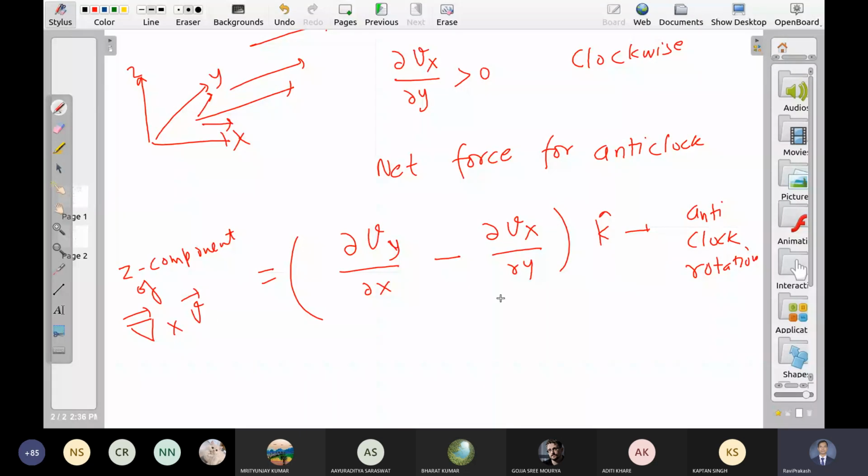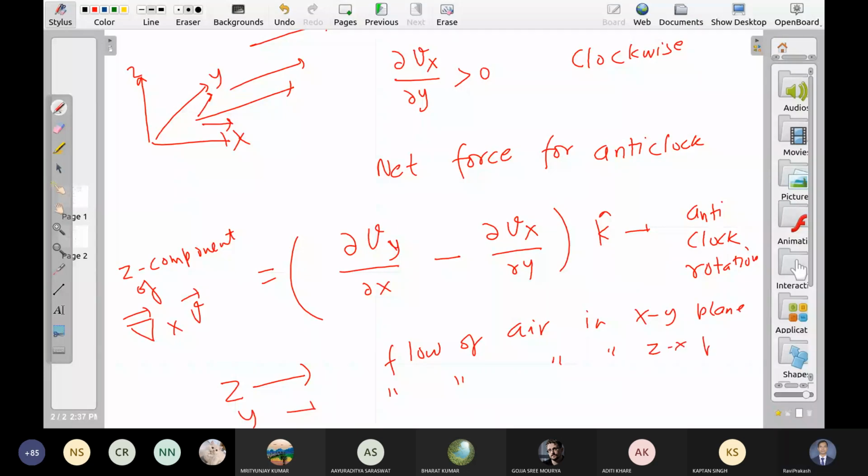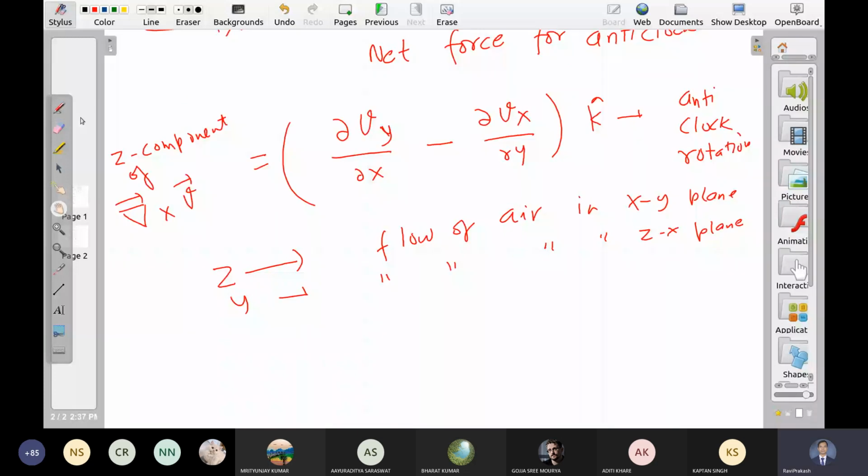Similarly, the y component tells you the effect of the air flowing in the yz plane, sorry, zx plane, and so the z component is the flow of air in the xy plane. The y component, flow of air in the zx plane. Similarly, the x component tells you the flow of air in the yz plane. Okay.